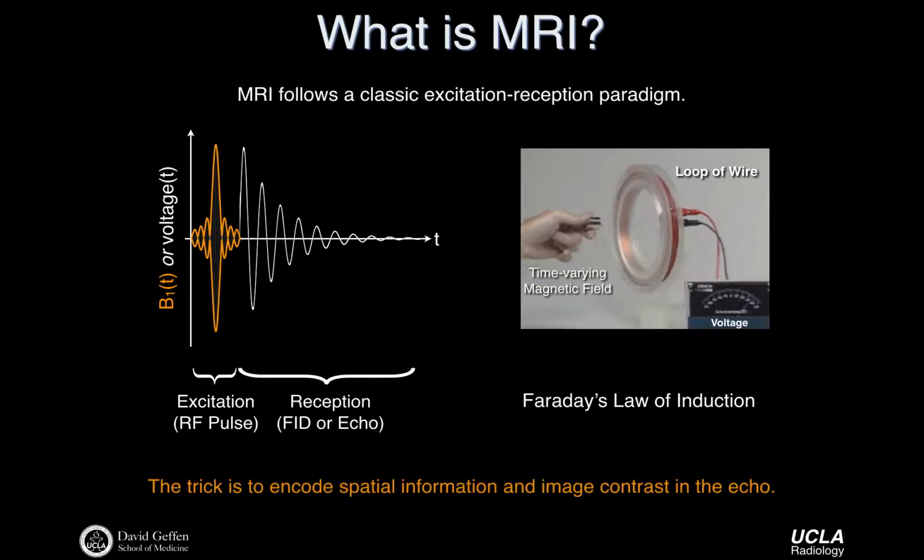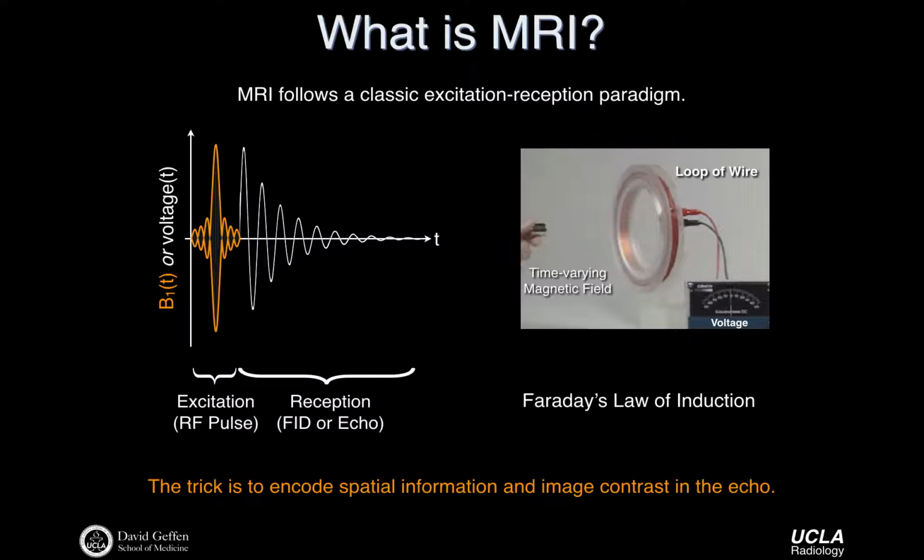So the big trick in all of this is to encode spatial information and imaging contrast into the echo. You might naively, or with some background already in MR, say, okay, I get it. If I put radio frequency into a system, there's some energy at that same frequency coming back out of the system. That maybe makes sense to me. I can pick it up through Faraday's law of induction.